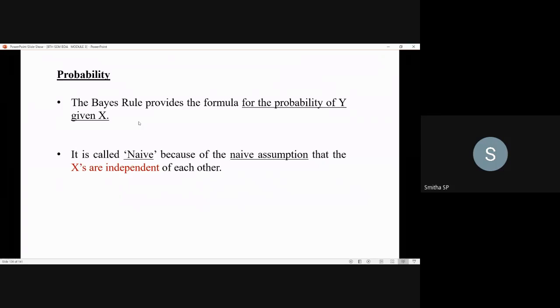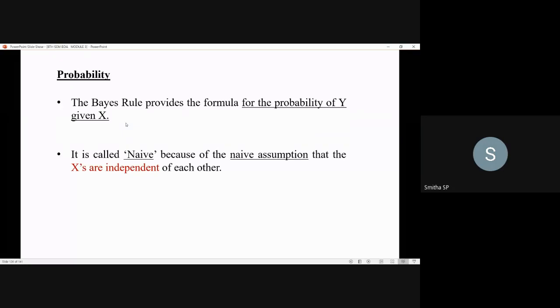Here it is known as the Bayes rule. It provides the formula for the probability of y given x. But in real world problems, you typically have multiple x variables. When you go for computation or prediction of something, you have to compute this probability, right?